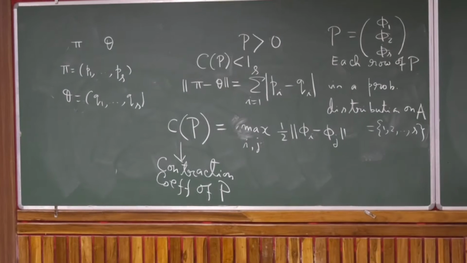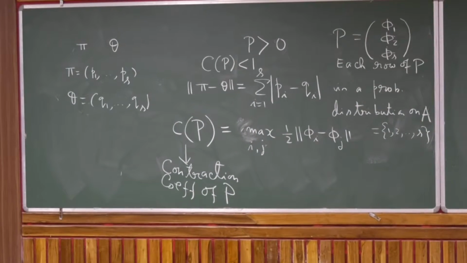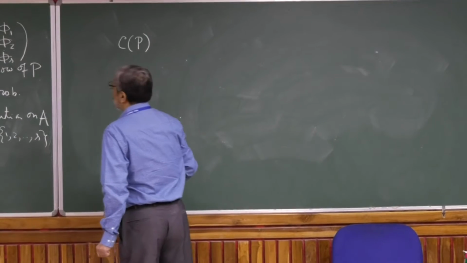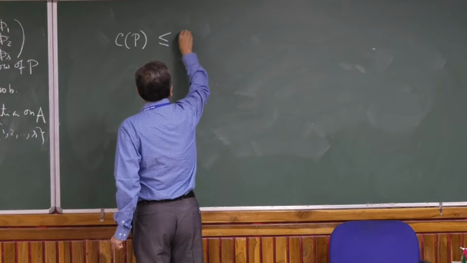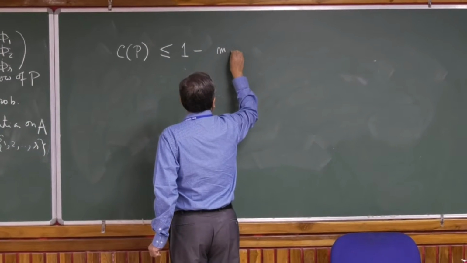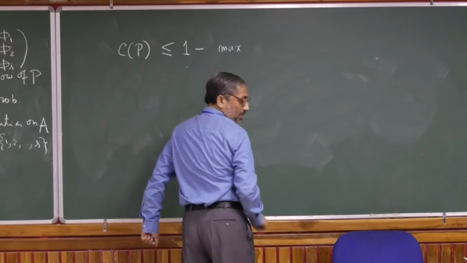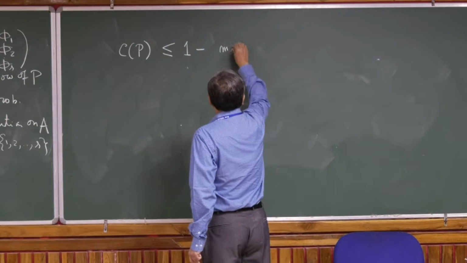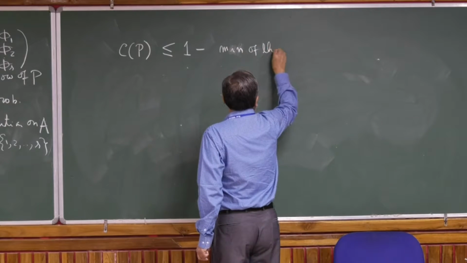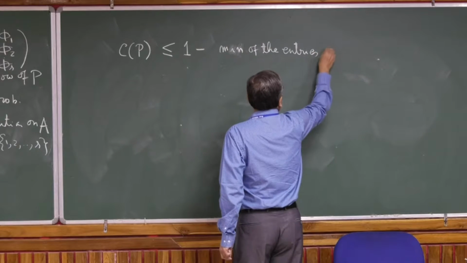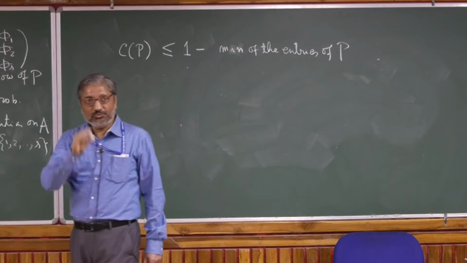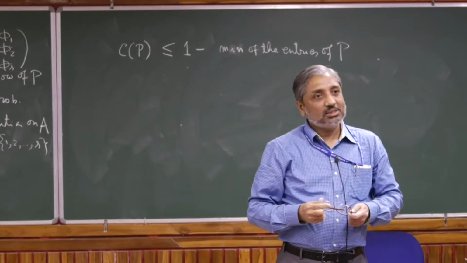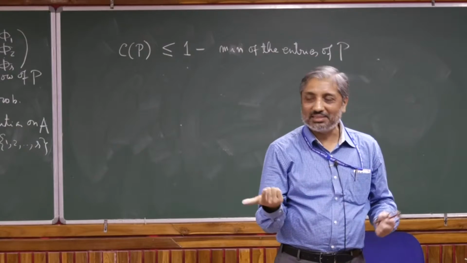So here is the bound. Let's see. CP is less than or equal to 1 minus the minimum, no, right, it should be minimum, not max, of the entries of P. So if you take the smallest entry, so certainly if I have a completely positive stochastic matrix, the smallest entry is going to be positive. So 1 minus a positive number, so it's strictly smaller than 1.